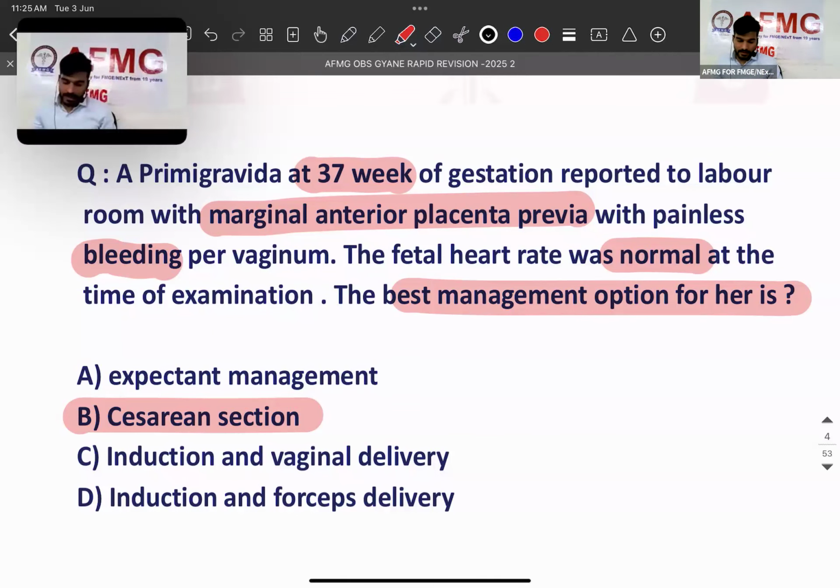Prior to that, what will be the answer? Expectant management.